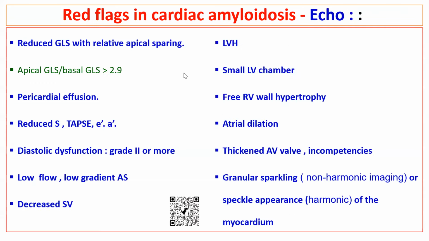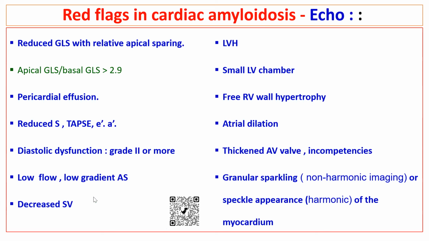The echo will show reduced GLS with relative apical sparing, and typically we find, due to apical sparing, an apical GLS over basal GLS ratio of more than 2.9. We may find pericardial effusion in echo, and abnormalities include reduced S prime, TAPSE, and E prime and A prime. Also found is diastolic dysfunction grade 2 or more, and low flow, low gradient aortic stenosis. Also, the patient will have left ventricular hypertrophy, a small LV chamber, and decreased stroke volume.